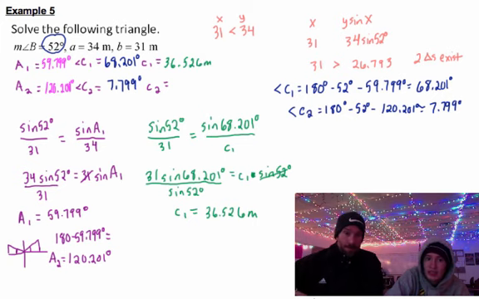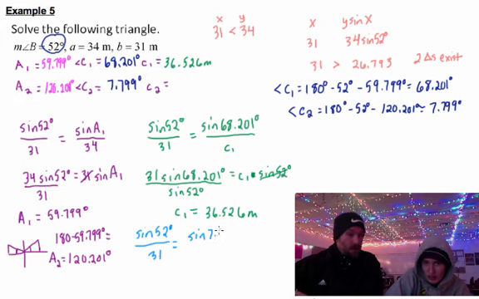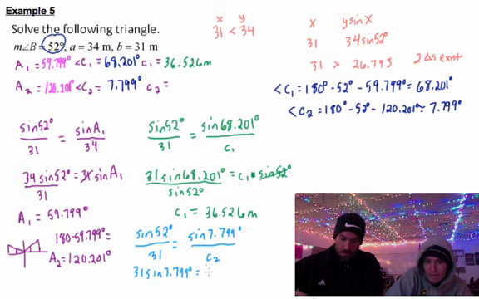And then we do law of sines again, one more time. Same starting ratio here. Always use what you know for a fact without any rounding errors. Then sine of angle C2, 7.799, divided by C2. Cross multiply, so that should be 31 times sine 7.799 equals C2 times sine 52. So divide by sine 52 on each side.